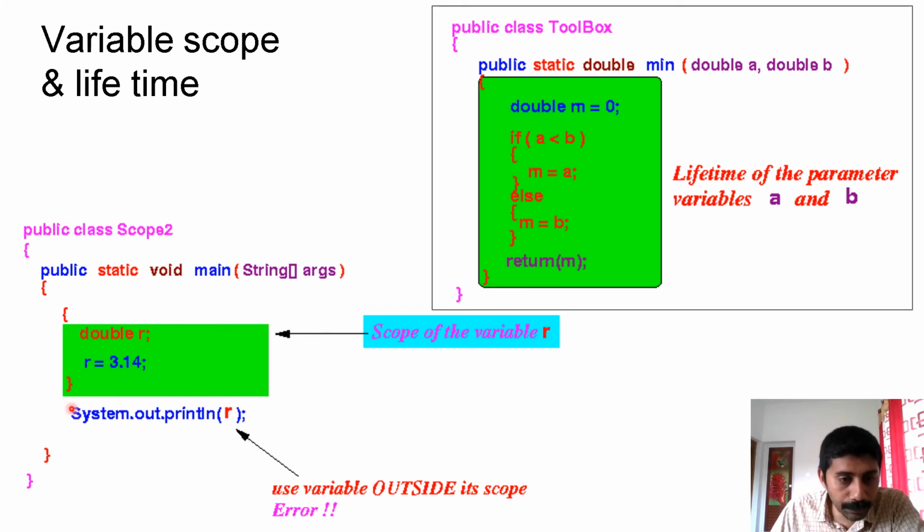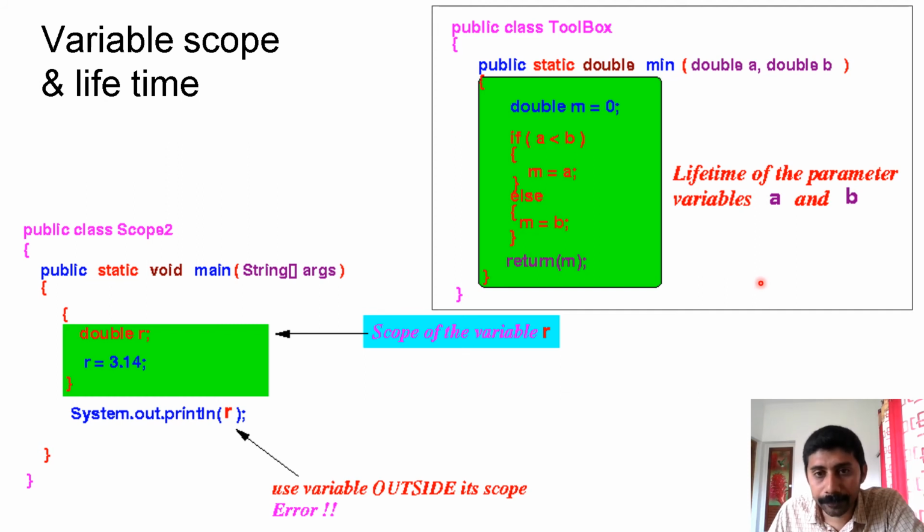If I try to print this variable r outside this block, I will get an error because the scope of this variable is limited to the block where it is declared. That means this particular variable's scope is limited to this block only. My print statement is after the block, in the outer block, so I cannot access this r because it is outside the scope. That is the concept of scope.